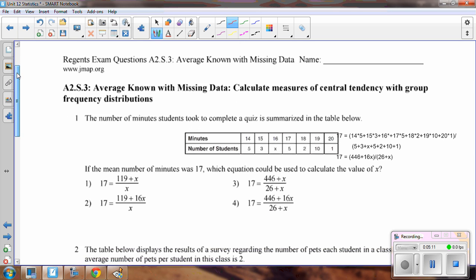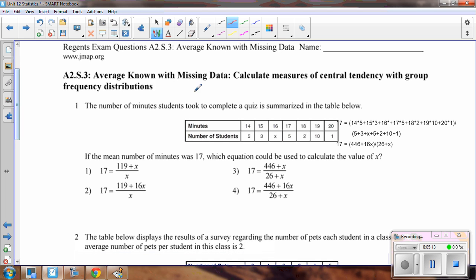Okay, the other piece that I told you you would need to do is calculate the measure of central tendency with group distributions. You're going to average known with missing data. So if they tell you that the mean number of questions was 17, we're going to work backwards from that. And the best way to do that is to add up all the data and divide it by the number of numbers.